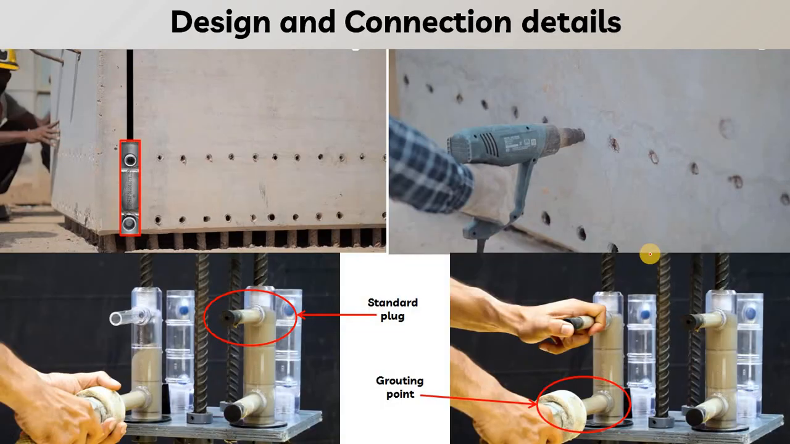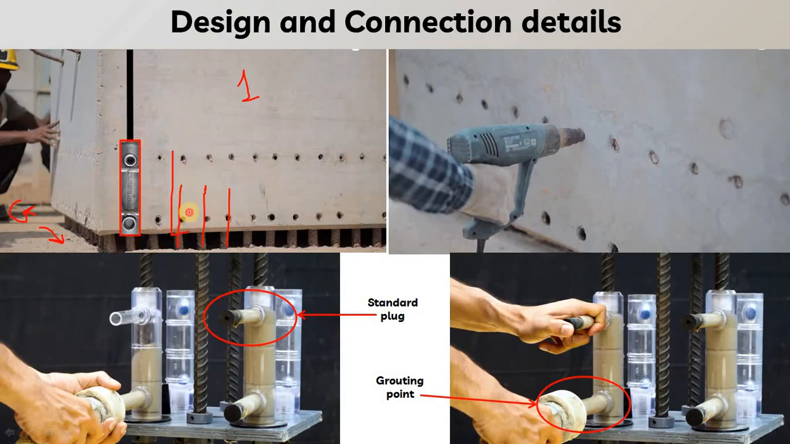So now let us see how these two columns are connected and how this grout is filled into this coupler. So let us say this is the precast column for the first floor, and here in the below column we have the ground floor column. So from the ground floor column we have the double bar that is projecting out from the ground floor column, and we have coupler connected with the main reinforcement, and it will be receiving.